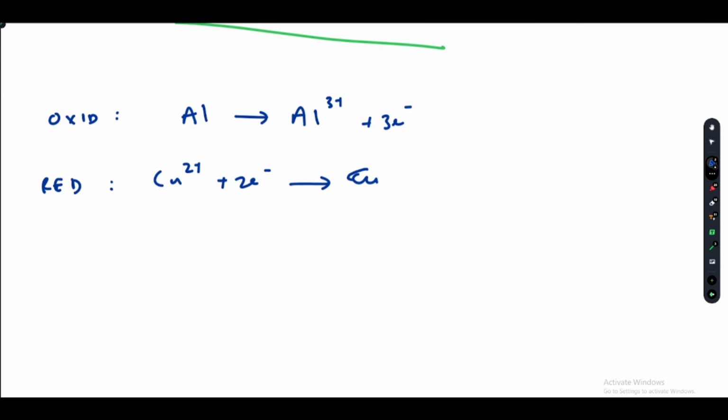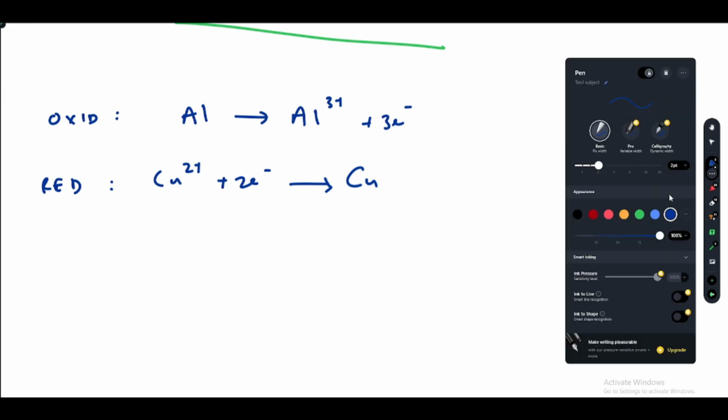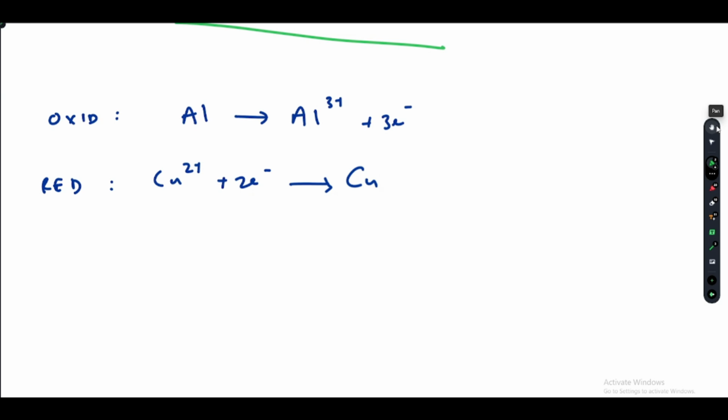And our reduction half reaction, let's use the same one we've used previously, Cu2+ plus 2 electrons gives me Cu. Right? So in a case like that, clearly the number of electrons are not adding up. It's 3 in one reaction, 2 in the other. So what we're going to be finding in order to add these reactions is an LCM, lowest common multiple.